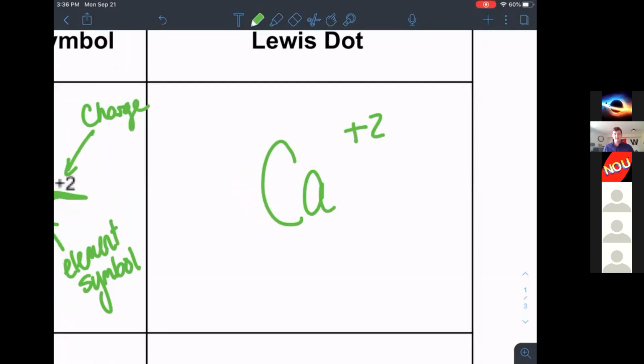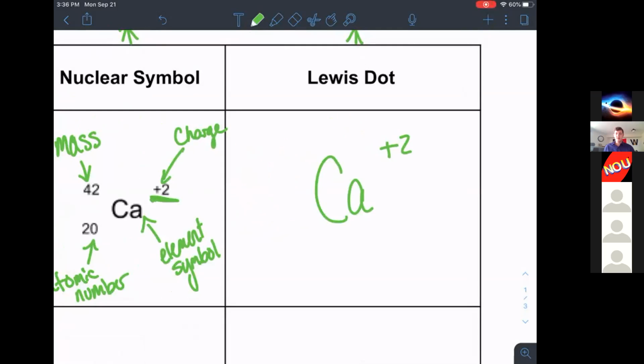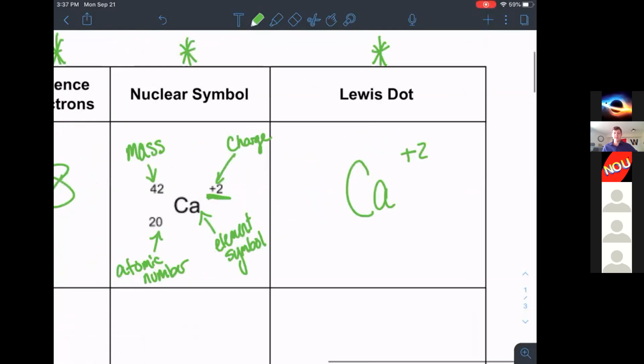Do we have to draw a circle around the element symbol, or do we just draw the element symbol by itself? You can draw the element symbol by itself. If you want to draw the circle, it's fine. It also works, but you do not need the circle. Okay, thank you. Any questions on this one?